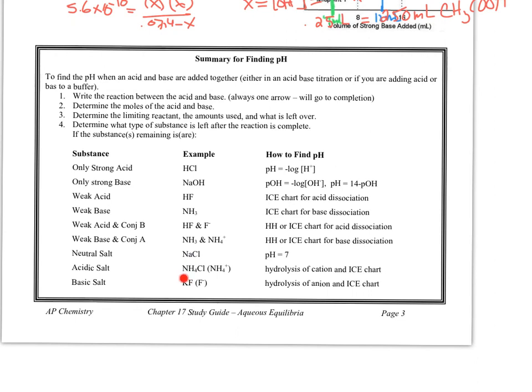What if you're left with an acidic salt like NH4Cl or just NH4+? Well, that undergoes hydrolysis, and so you write the hydrolysis of that cation and you do an ICE chart. What if you're left with a basic salt like KF or F- by itself? Again, hydrolysis of the anion and then an ICE chart. So hopefully this kind of helps. Always write out your reaction, figure out how many moles, what's your limiting reactant, what's used up, what's left over. Look at what's left over, and depending on what substance is left over, this is how you determine the pH. So hopefully that kind of helps.